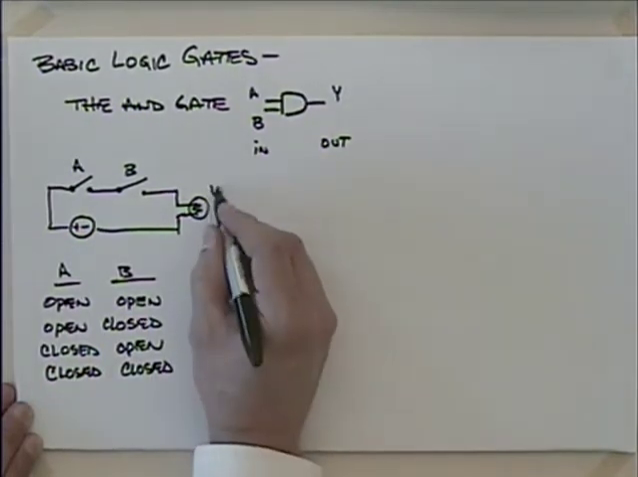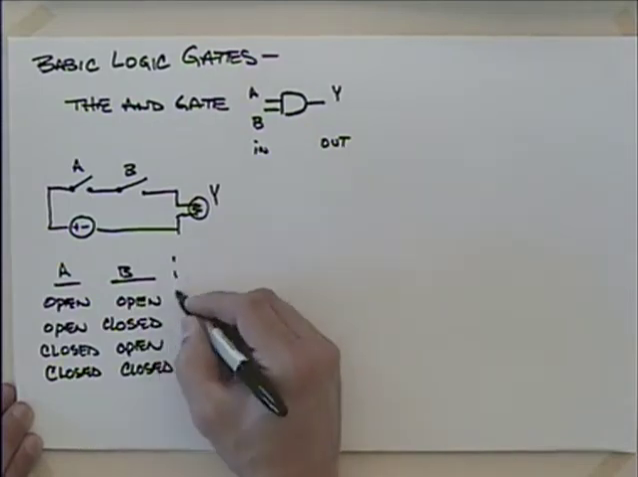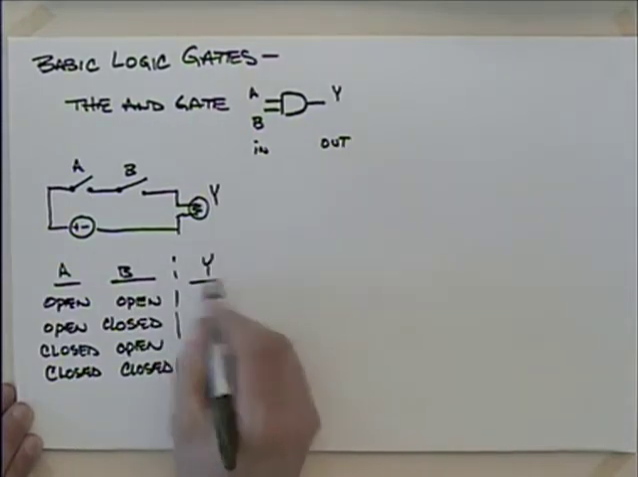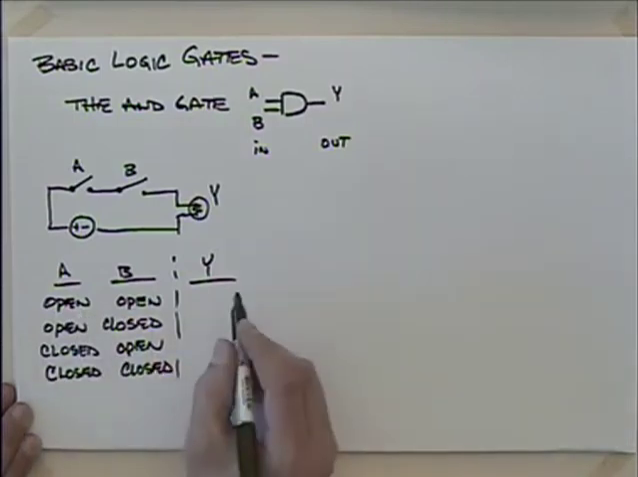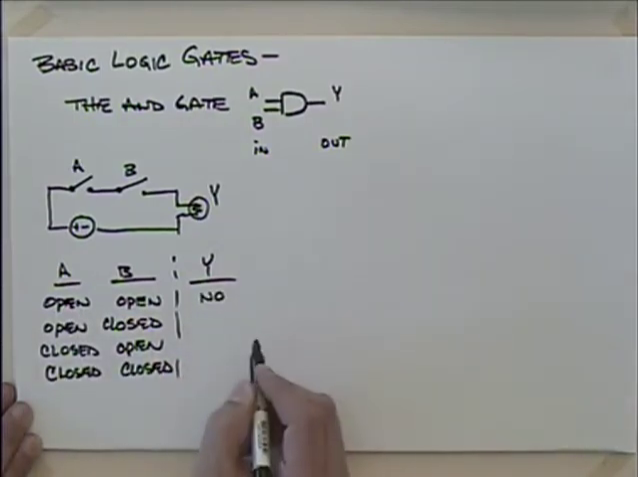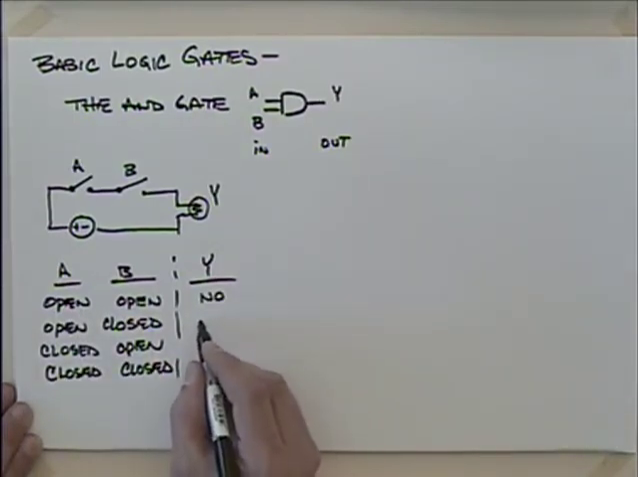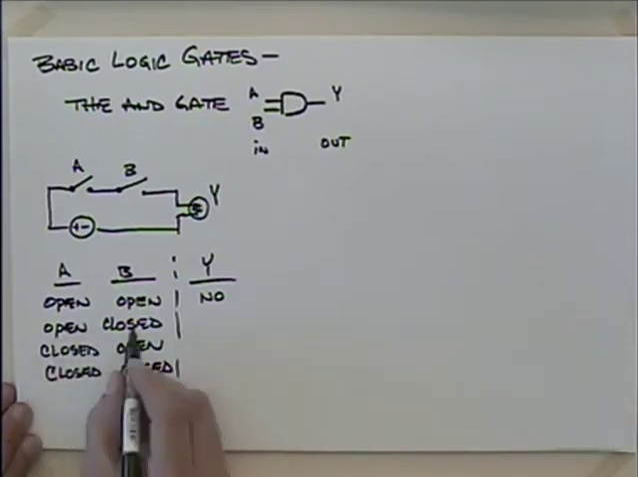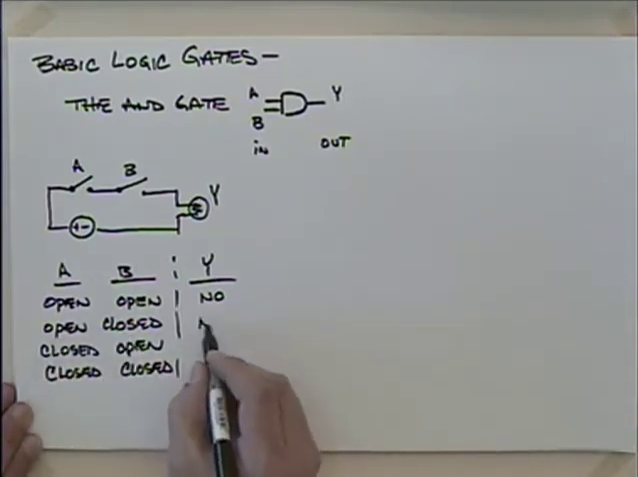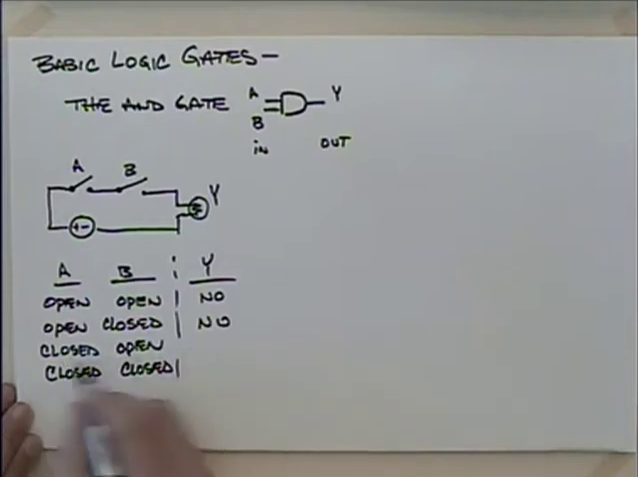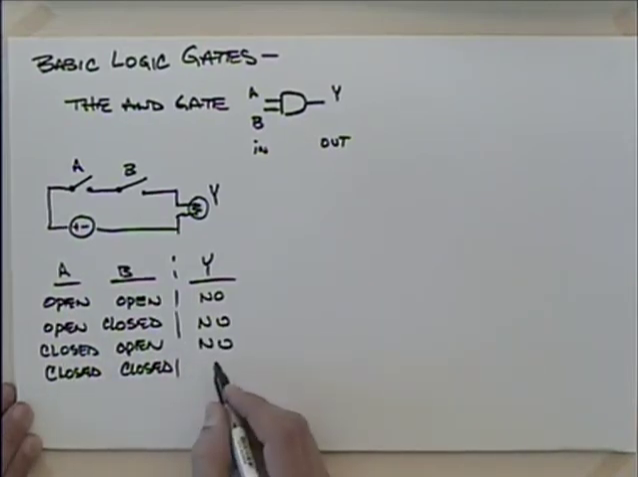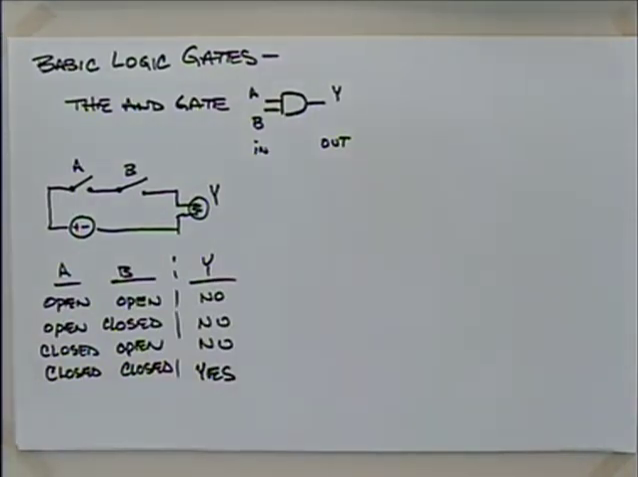So then when we look at this light or this output Y, what are we going to have here? If they're both open, that is off or no. This would then be, if one is open and one is closed, what would we have? No. If this is closed and that one's open, no. It's only when they're both closed would we have a yes on the light, right?